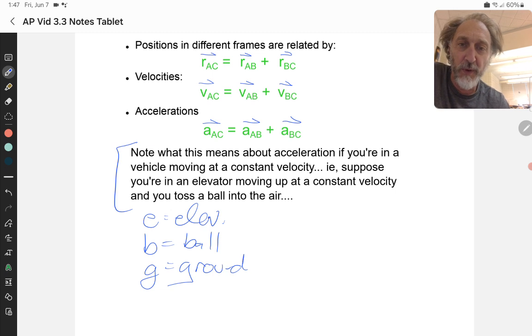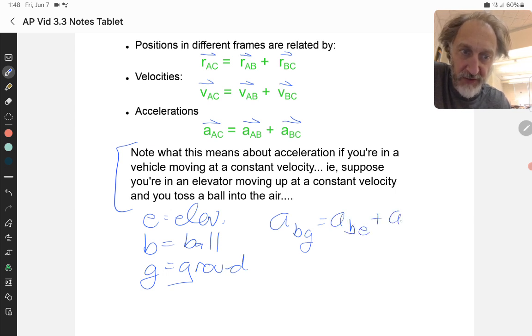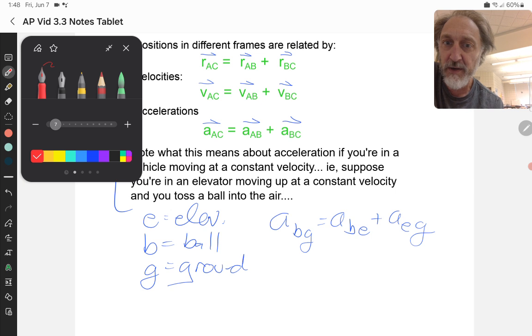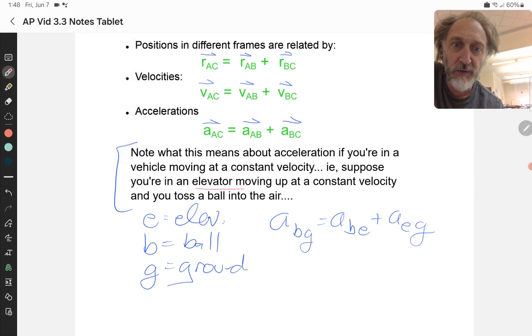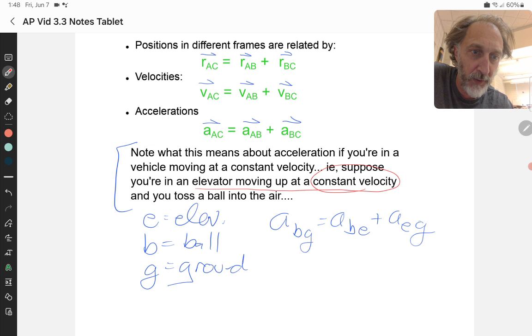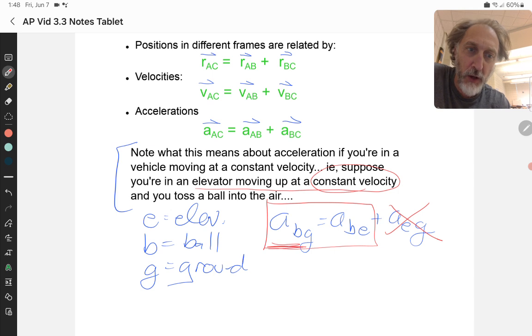All right, so what this means is the acceleration of the ball relative to the ground is the same as the acceleration of the ball relative to the elevator plus the acceleration of the elevator relative to the ground. But look, it tells us here that the elevator is moving up at a constant velocity. That means the acceleration of the elevator relative to the ground is 0, which means the acceleration of the ball relative to the ground is the same as the acceleration of the ball relative to the elevator. Well, when you throw a ball up into the air, what's the acceleration relative to the ground? They're both negative 9.8 meters per second squared.